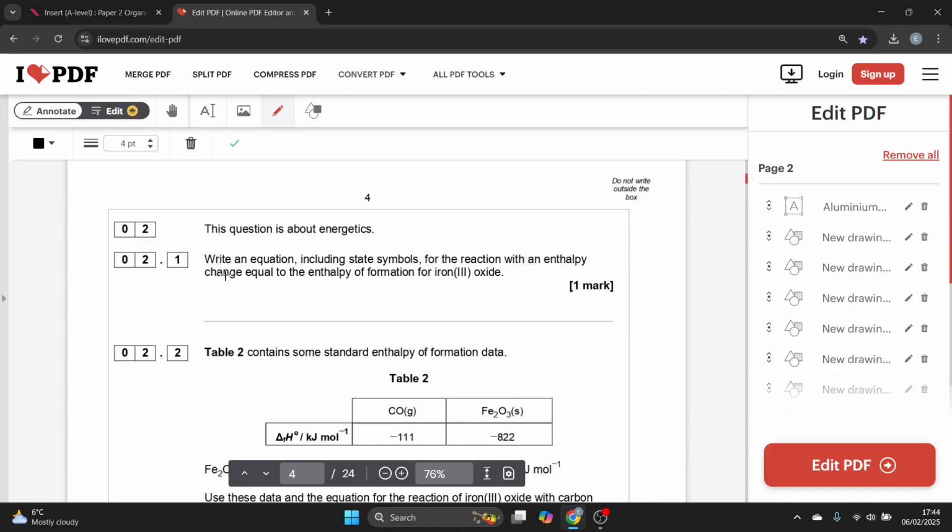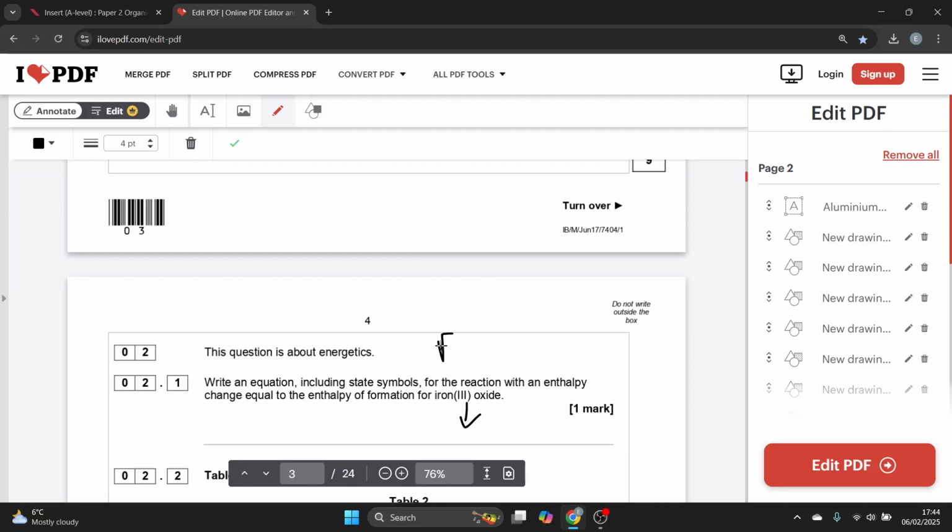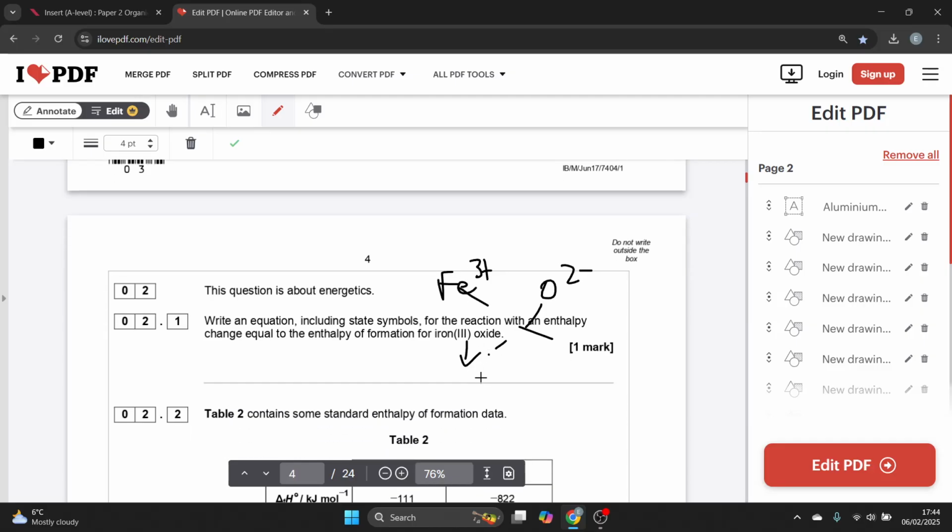Question 2.1. Write an equation including state symbols for the reaction with an enthalpy change equal to the enthalpy of formation for iron(III) oxide. Well, if I look at iron(III) oxide, I know I've got iron, Fe with a 3 plus charge, oxide, O2 minus. So if I swap the charges, it just becomes Fe2O3. That's a way to know it if you didn't know it.